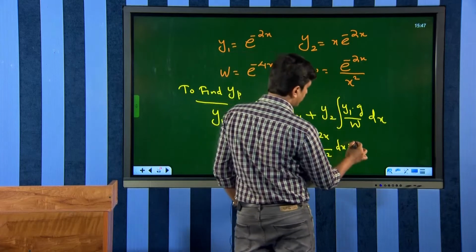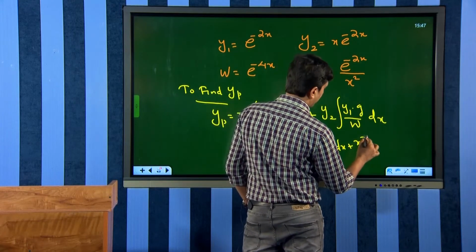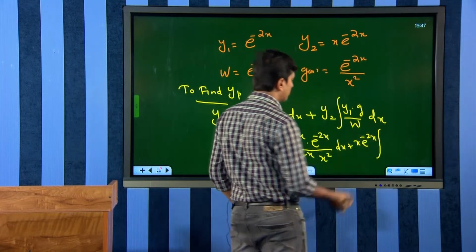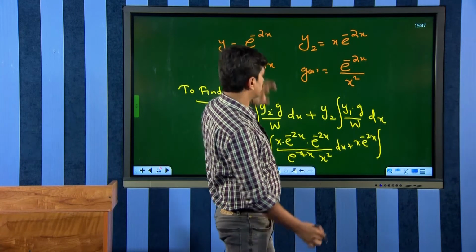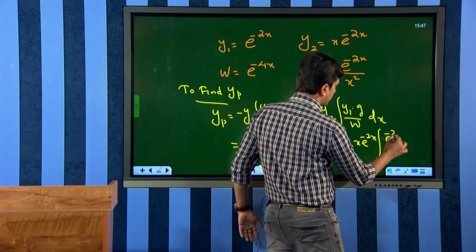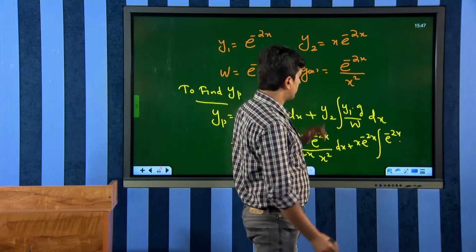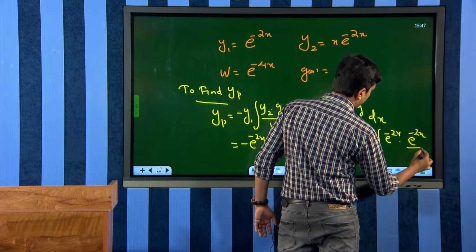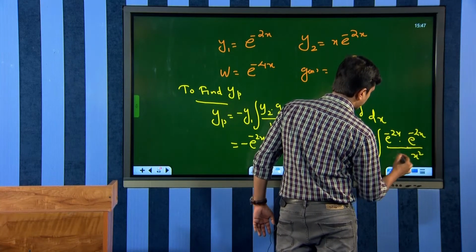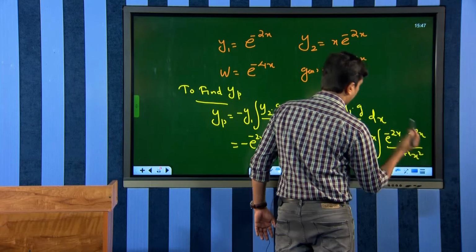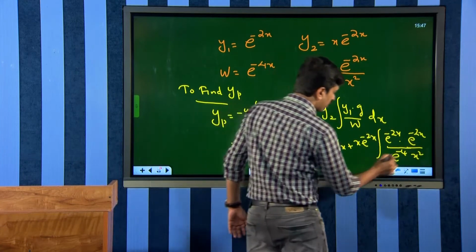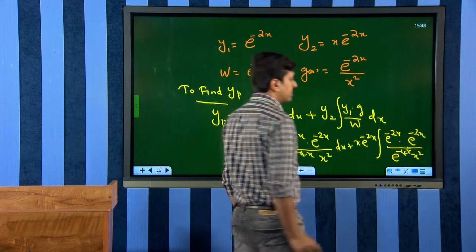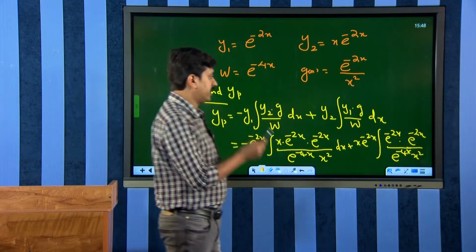Plus y2, which is x e raised to minus 2x, times the integral of y1, which is e raised to minus 2x, and g of x, which is e raised to minus 2x divided by x squared, divided by the Wronskian, e raised to minus 4x, dx.